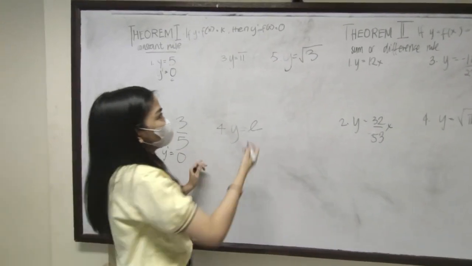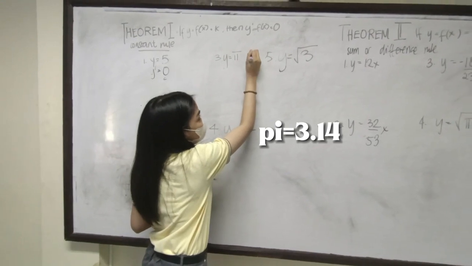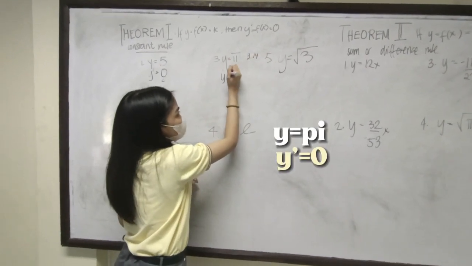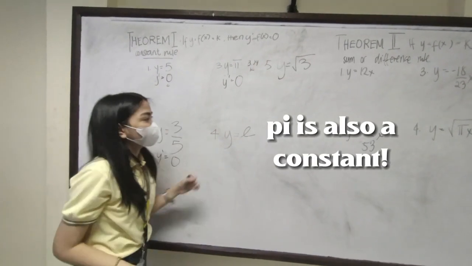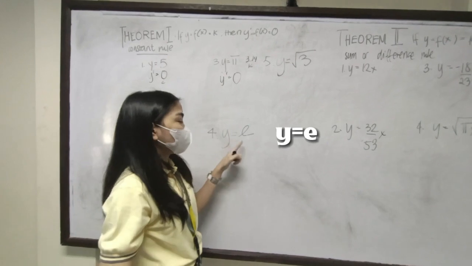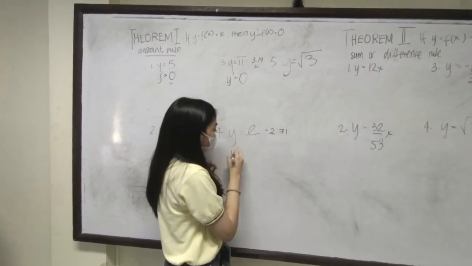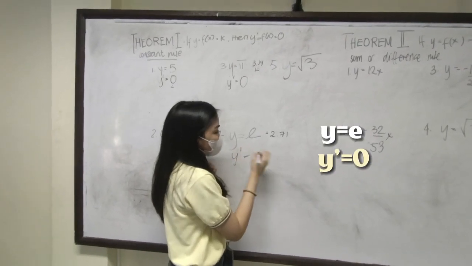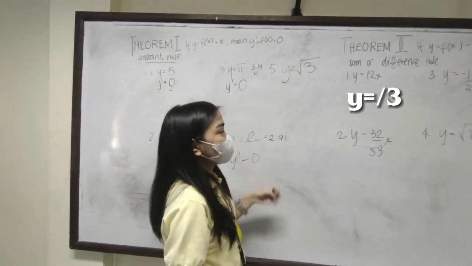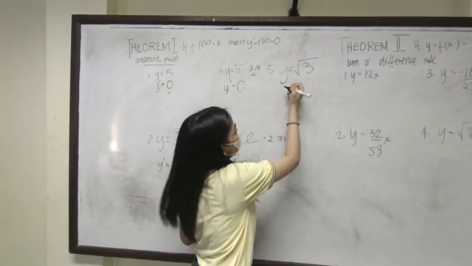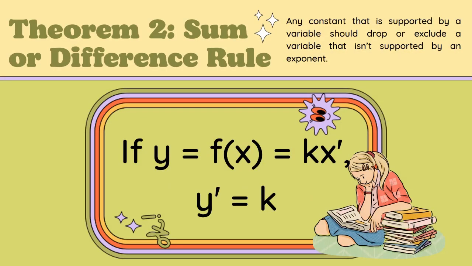For the third example, we have y equals pi, and pi equals 3.14. And using the constant rule, we have 0. Because we consider this as our e. For the next example, we have y equals e, and e is equal to 2.71. And y prime equals 0. For the last example, we have y equals square root of 3. And using the constant rule, we have y prime equals 0. And that's our answer. Secondly, Theorem 2.